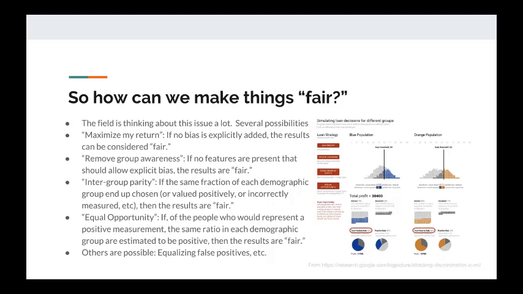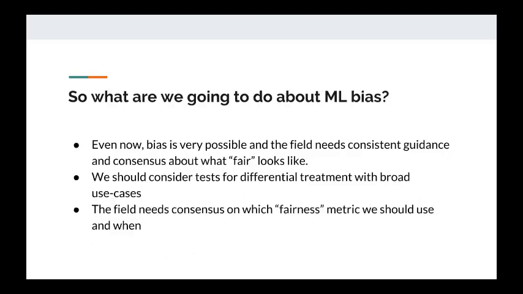So we need essentially best practices and standards to figure out conceptually what fair we're going to use when and why. We basically need that kind of philosophical and legal rhetoric around it, and I see it now being built, which is nice. So what are we going to do about it? Even now, bias is super possible. We try and be careful.